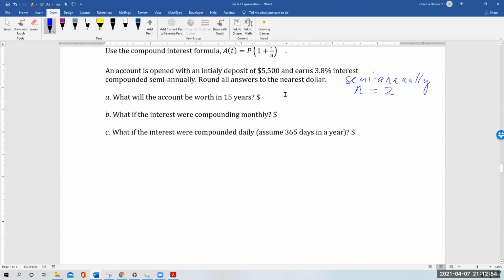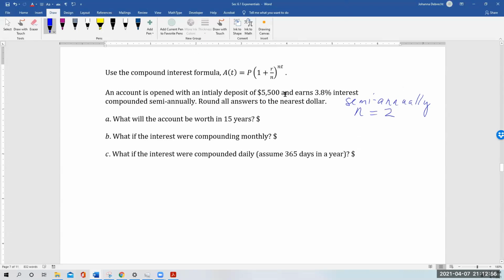First, we need to make a record of the amounts that we have. We know our initial deposit is $5,500. That's the initial principal P. P becomes $5,500. Now we need to figure out what R, N, and T are going to be.